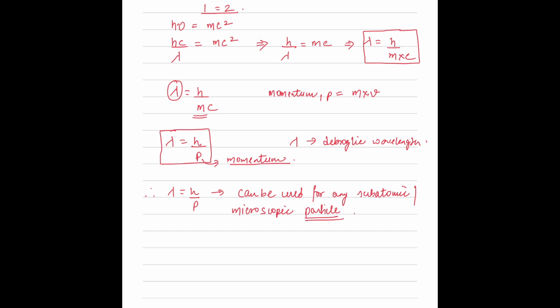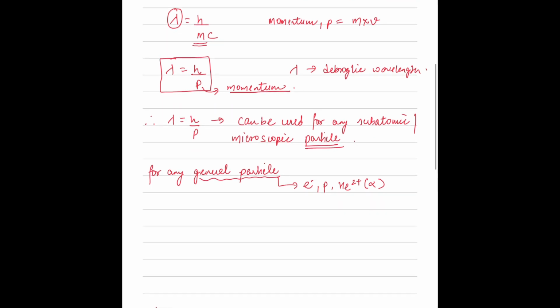So lambda is equal to h upon p is an important equation. For any general matter, general particle, this general particle can be either an electron, a proton, or an alpha particle. We can say that lambda is equal to h upon m into v. Here v is the simple velocity, not the speed of light, it is the simple speed of these particles, right? Because we know photons move with the speed of light, not electrons, protons and alpha particles. So lambda is equal to h upon mv. This is the general equation, or we can say h upon p, right?